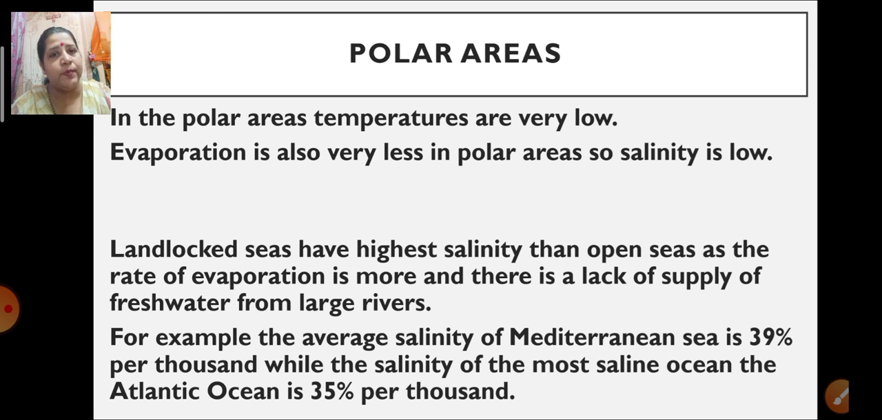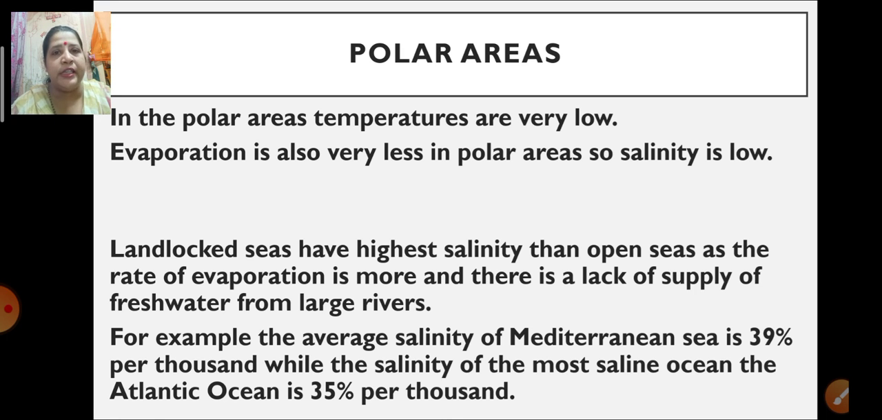I have explained to you what is a landlocked sea. The seas which are there in the middle of the land are called landlocked seas. Landlocked seas have higher salinity than open seas. Why? As the rate of evaporation is more, there is lack of supply of fresh water from large rivers. Because of all this, the landlocked seas have more salinity than the open seas.